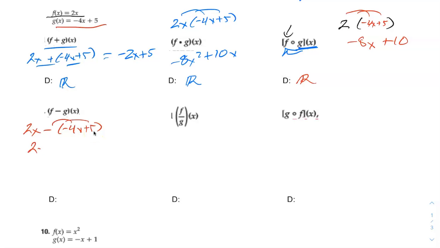Distribute: 2x plus 4x and then minus 5. Add like terms, 6x minus 5. Domain, all real numbers.